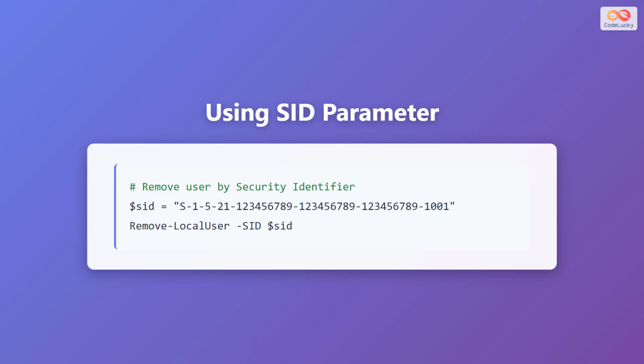Sometimes you may need to remove a user by their Security Identifier, or SID, instead of their username. First, store the SID in a variable, like $SID equals S-1-5-21, followed by the unique numbers. Then use Remove-LocalUser -SID $SID. This method is useful when usernames are ambiguous or when working with automated scripts.